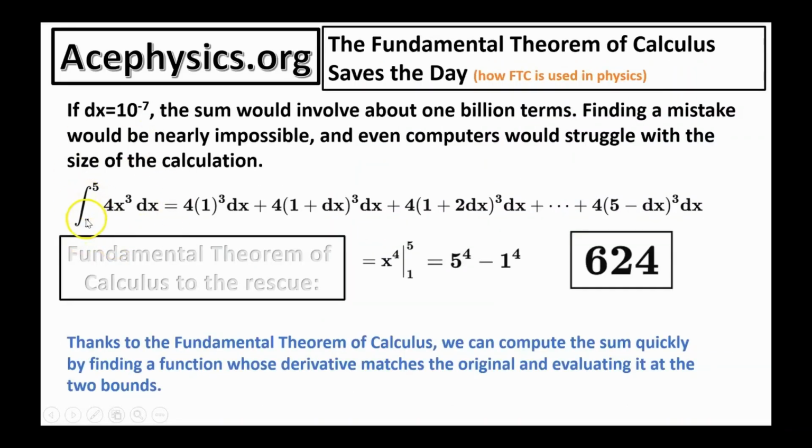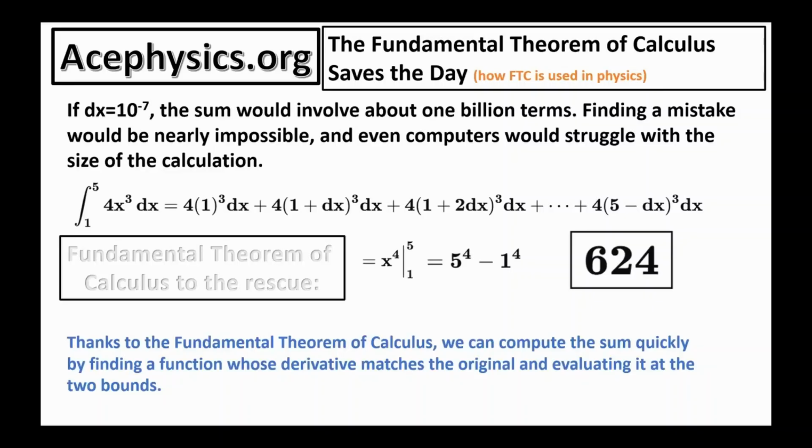Here's a definite integral between 1 and 5 for the function 4x cubed. This integral represents a sum of an astronomical number of tiny terms. If we set dx equal to 10 to the negative 7, we'd be adding up a billion separate terms. Doing that by hand would take multiple lifetimes, and even a computer would struggle with the sheer size of the calculation. But thanks to the fundamental theorem of calculus, we can compute this massive sum in a matter of minutes.